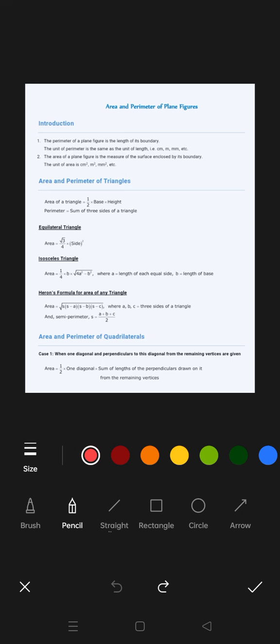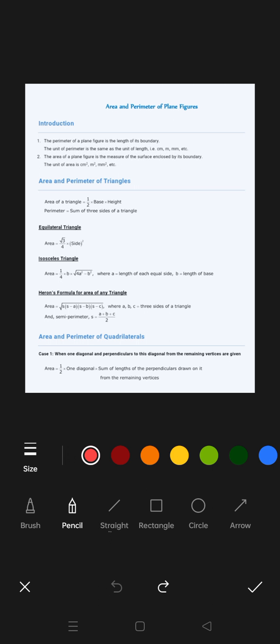Okay, so next is what will be the area of an isosceles triangle. Just ignore the traffic sound. What will be the area of an isosceles triangle? The area of an isosceles triangle will be 1 upon 4 multiplied by b, where b means base, multiplied by under root 4a square minus b square. Where a is the length of each equal side of the triangle, and b is the length of the base. Simple. This will be your isosceles triangle's area, right?